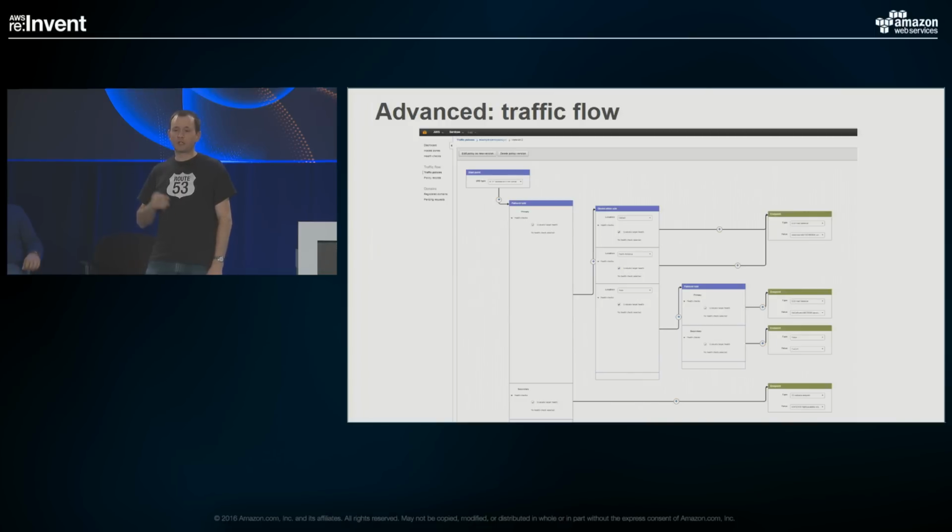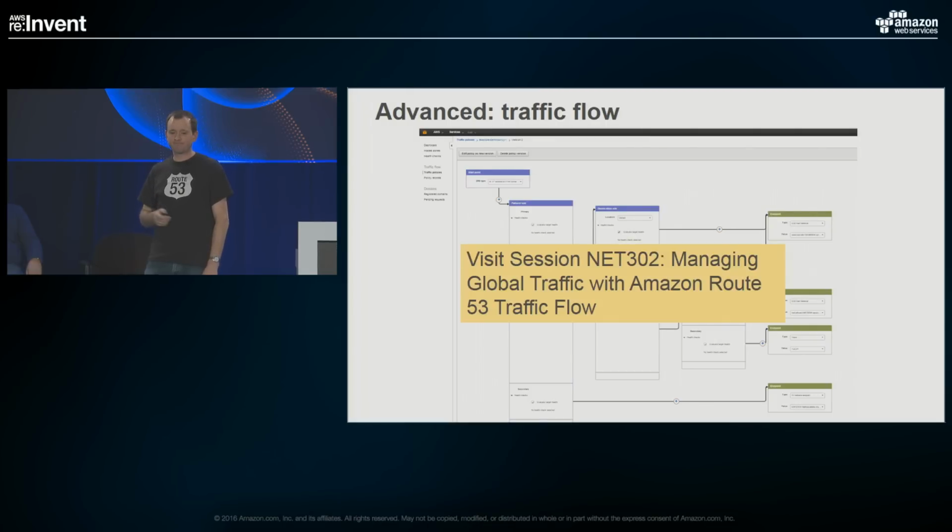These traffic flow charts are then called a policy, and that policy is also represented in text format. You can export that, version control it. You can also then roll back to previous versions if you want. It's a very nice way to manage sophisticated routing without having to edit a whole bunch of individual DNS records. For traffic flow, we have a session coming up tomorrow. I encourage you to visit that session if you want to learn more about it.